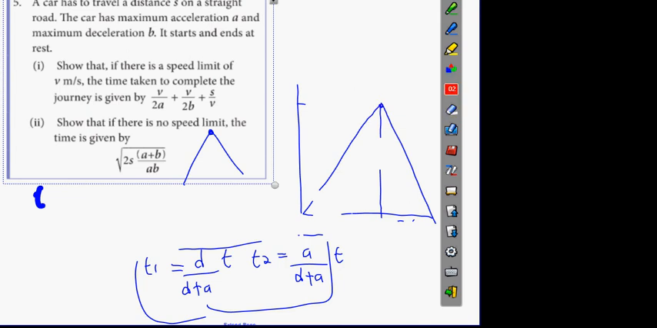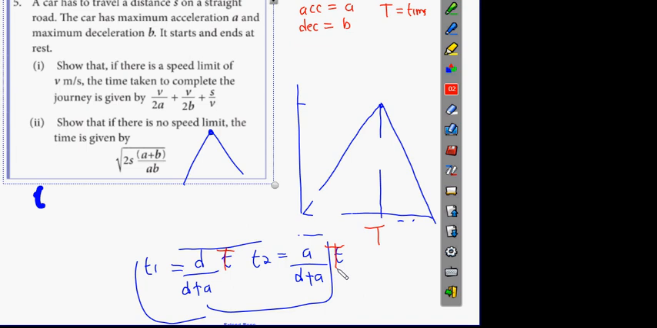Now this formula, what we're showing is that the acceleration is A, the deceleration is B. Acceleration is A, deceleration is B. Let's call the total time, what do you want to call the total time? We'll call it T. Capital T equals total time. Go and change that to capital T.